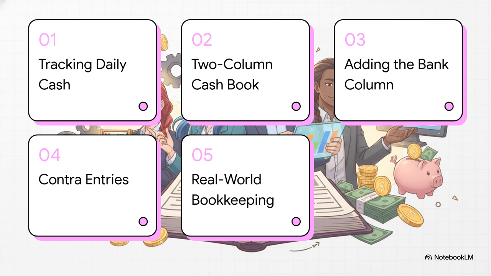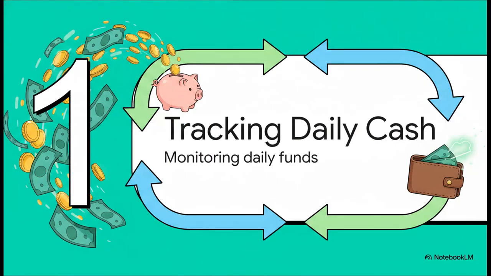So here's our roadmap for today. We're taking a building blocks approach. We'll start with tracking your daily cash, move on to the two-column cash book, then add the bank column, crack the contra entry, and finally wrap it up with some real-world bookkeeping. All right, let's jump right into Section 1, tracking your daily cash.